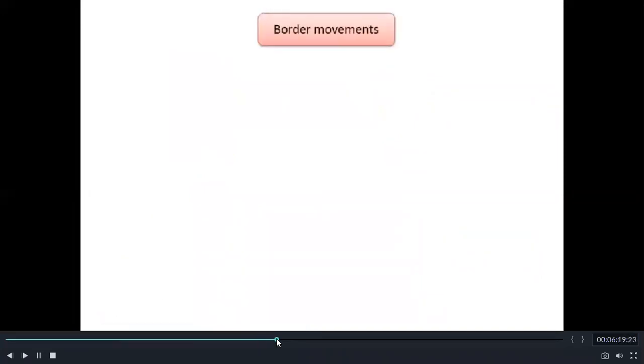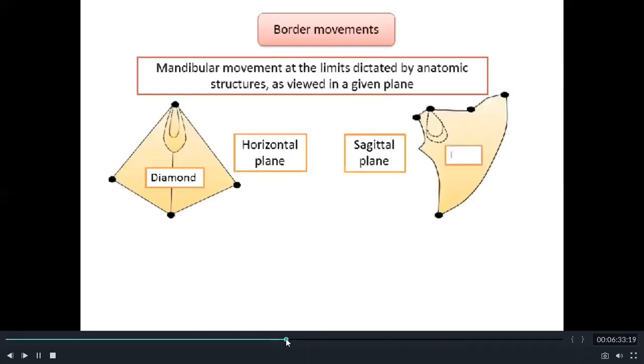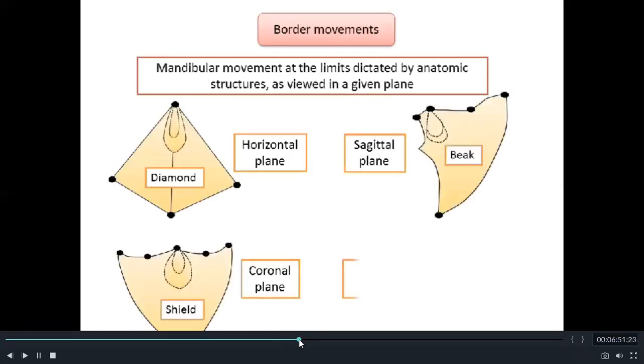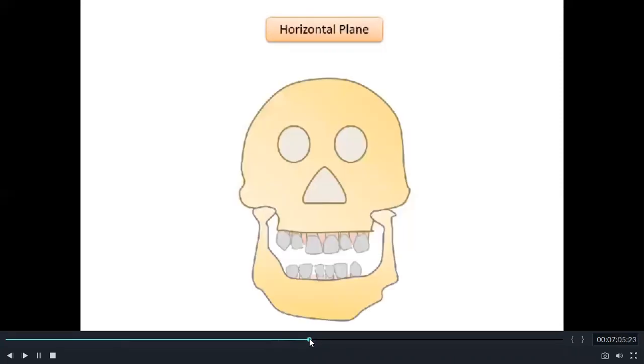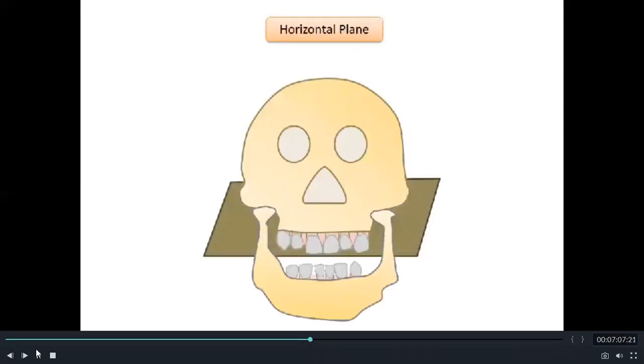And there are some border movements that you should know. Horizontal plane. Sorry, we will see the horizontal plane. What is in the horizontal plane? The mandibular movements on the right and left.